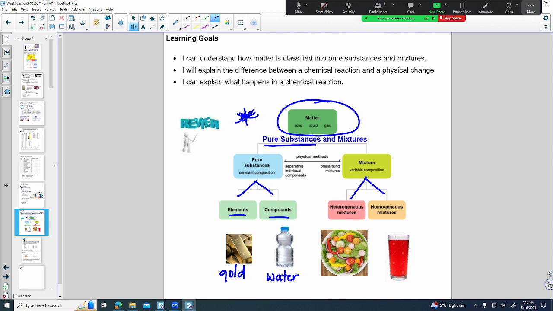Notice the difference between hetero and homo. Hetero means different. That just tells you that in the mixture you can pick out the different parts or the different substances. So this is a salad bowl. You can pick out the different parts. You can see the tomatoes, the cucumbers, the lettuce, the onions, the radishes. So if you don't like something in that salad, you can literally pick those out. Homogeneous mixtures. So this one is juice. It's red. So let's say that is a strawberry juice.